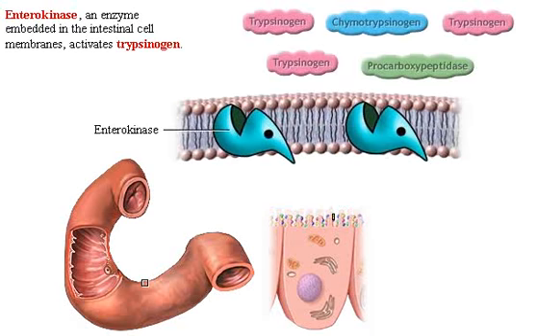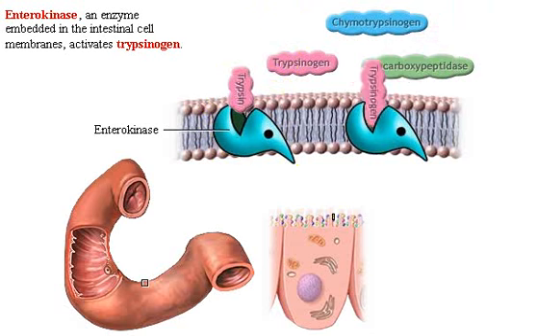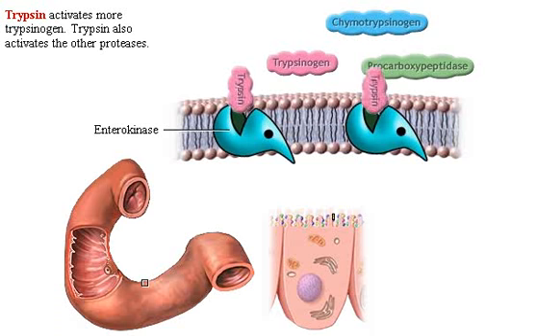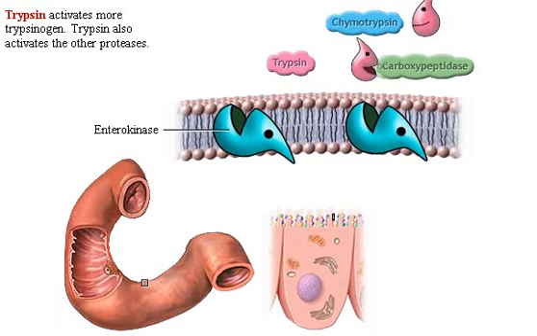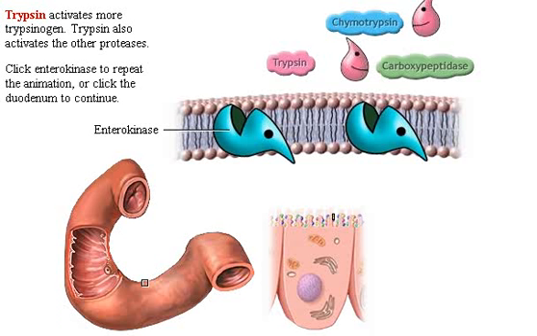Enterokinase, an enzyme embedded in the intestinal cell membranes, activates trypsinogen. Drag trypsinogen to enterokinase. Trypsin activates more trypsinogen. This process is similar to activation of pepsinogen in the stomach, first by hydrochloric acid, then by pepsin. Trypsin also activates the other proteases. Click enterokinase to repeat the animation, or click the duodenum to continue.